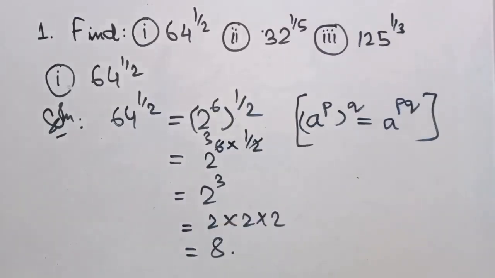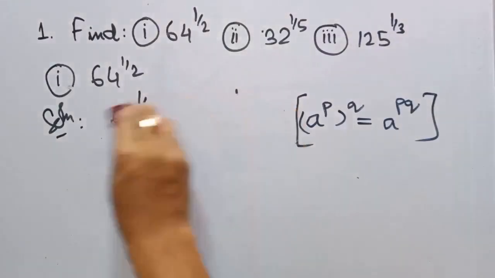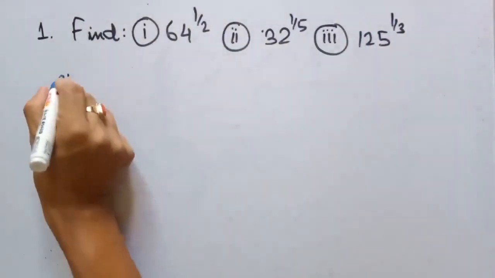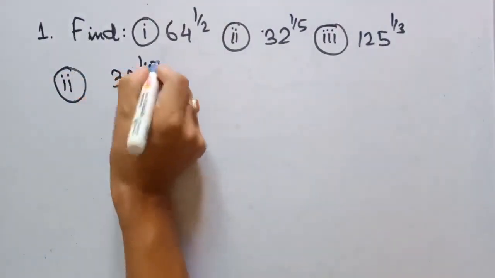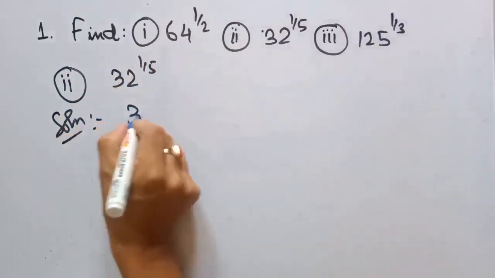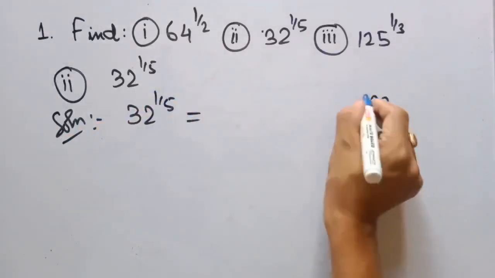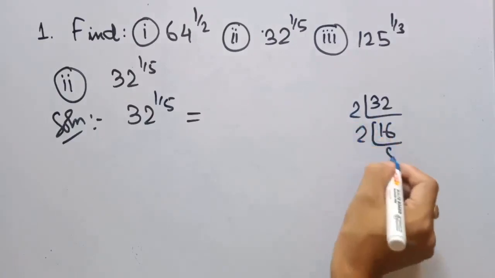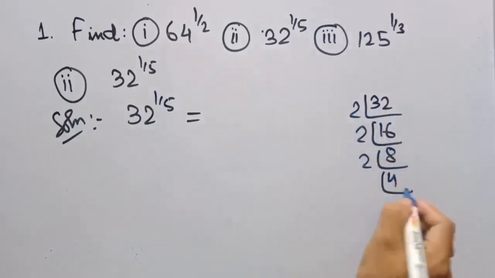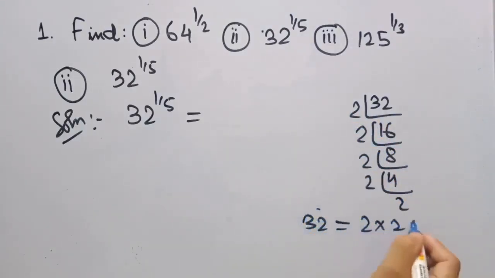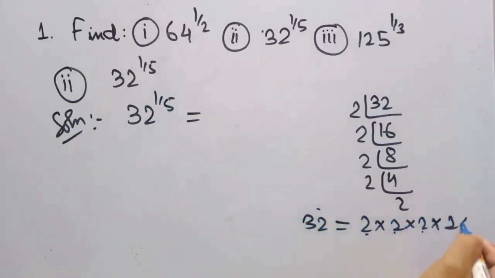Next, let us try to solve Roman number 2, that is 32 to the power 1 by 5. So Roman number 2, 32 to the power 1 by 5. Solution. Same as first, we will prime factorize the number 32, 2 times 16, 2 times 8, 2 times 4, 2 times 2. So 32 can be written as 2 into 2 into 2, 1, 2, 3, 4, 5, 2 five times. So 32 is equal to 2 to the power 5.